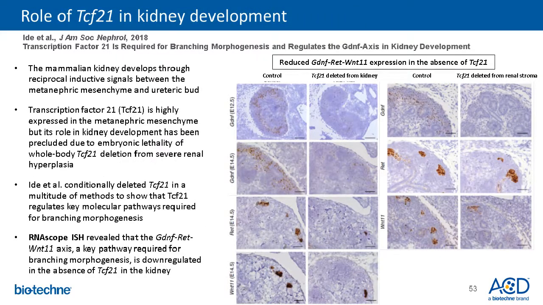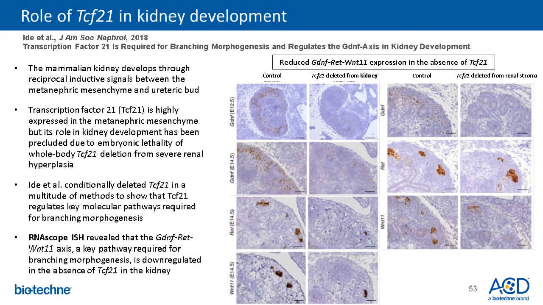The mammalian kidney develops through reciprocal inductive signals between the metanephric mesenchyme and ureter bud. Transcription factor 21, or TCF21, is highly expressed in the metanephric mesenchyme, but its role in kidney development has been precluded due to embryonic lethality of whole-body TCF21 deletion from severe renal hyperplasia.